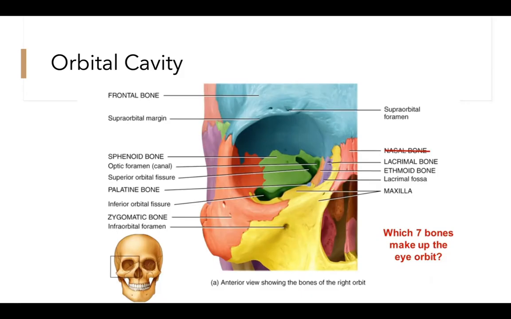So, anyways, make sure that we can identify the bones that make up the orbital cavity, either from an image or just by talking about it. And it is always good practice to break it up into the cranial bones versus the facial bones as well.